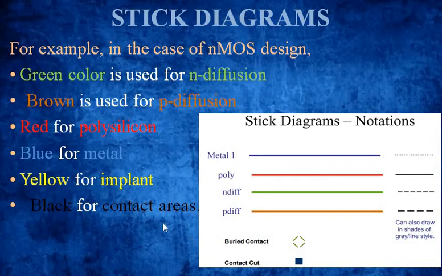Wherever you have contact between your transistor and a metal, you will have some connection between them, called contact cuts. At that point we show the contact cut with black points or black dots. So for contact cuts you have this black color. You must remember all these colors, they are very important. Green is for N diffusion, red is for polysilicon, brown is for P diffusion, blue is for metal, yellow is for implant, and black is for contact cuts.